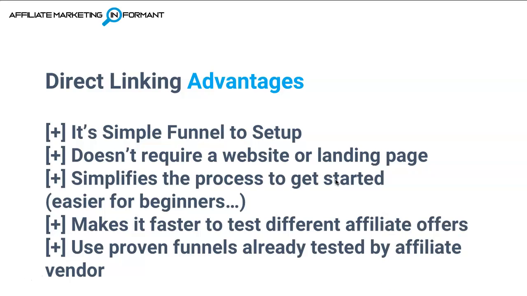Direct linking makes it easy to test different options. So without putting a lot of effort into landing pages and bridge pages and email funnels, etc., you can figure out if your audience likes your offer or not by simply serving them up a direct affiliate link and pushing them directly to the offer. And essentially when you do that, you are using proven funnels that the product creator or the affiliate vendor has already created, tested, and tried and true. So that makes it easier for you once again.